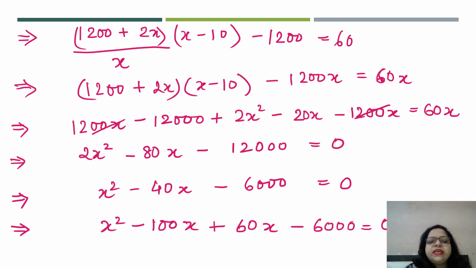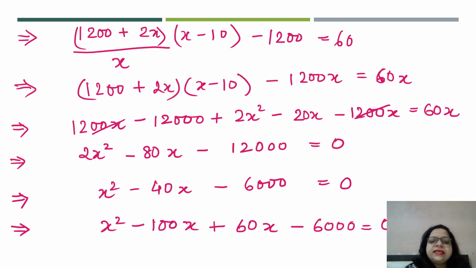1200 into x will give you 1200x. 1200 into minus 10 will give you minus 12,000. Then plus 2x into x will give you plus 2x square, plus 2x into minus 10 will give you minus 20x. And then there is minus 1200x is equal to 60x. Now here, children, the positive 1200x and negative 1200x will get cancelled, and what is left is 2x square.